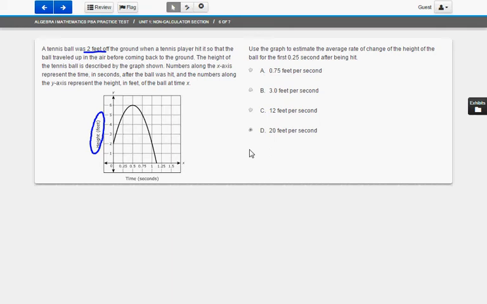The numbers along the x-axis represent time in seconds after the ball was hit, and the numbers along the y-axis represent the height in feet of the ball at time x. So if I just look at this, I can see that at time 0, the height of the ball was 2 feet. And then it traveled up so that at 1/4 of a second, at 0.25 seconds, the height of the ball was 5 feet. And then at half a second into the bounce, the height of the ball was 6 feet.